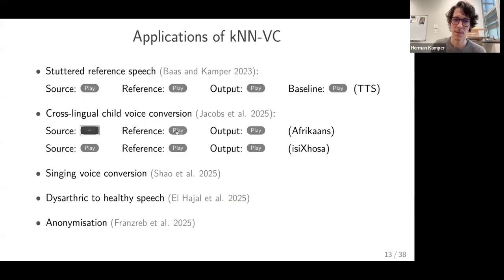'n muis en 'n hondjie, die hondjie jaag vir die muis. The reference, Ticket inspector. and then the output. 'n muis en 'n hondjie, die hondjie jaag vir die muis.